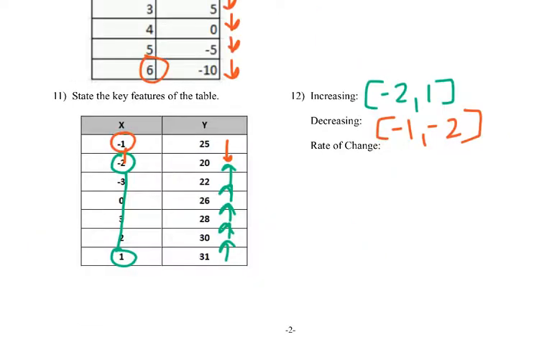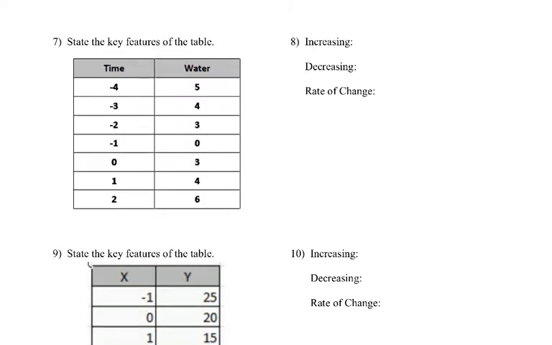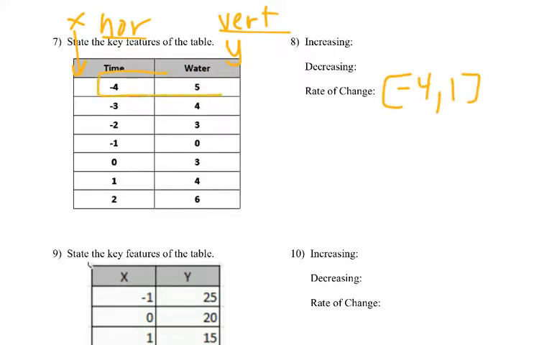All right, now with the tables, okay, it's basically the same type of thing. The only difference is this y is our vertical, so that goes on top. The x is our horizontal, so it goes on the bottom, okay? So let's say we've got a rate of change from -4 to 1. So I find my points here, -4 to 1. So -4 to 1, how far did we go?